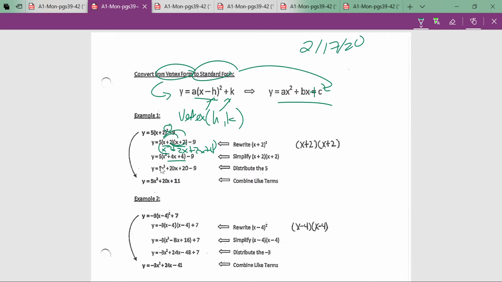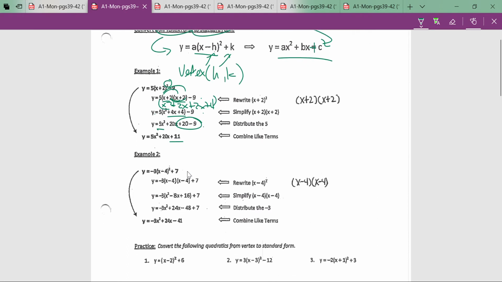Now we're going to distribute that 5 into the parentheses. So 5 times x squared is 5x squared. 5x times 4 is 20x, and then 5 times 4 is 20. Then that minus 9 has been there the whole time. Bring it down, and those last two terms are like terms, and they will combine to give us 11.